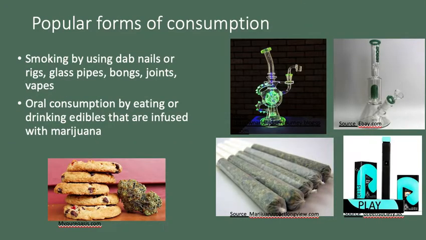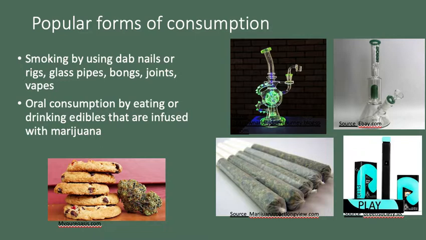Some popular forms of consumption are smoking or oral consumption. Smoking or vaporizing is popular because it leads to a quicker, stronger high. Some popular brands would be Stizzies and Plug and Play, and they're very potent and they get the user to feel full effects within minutes.